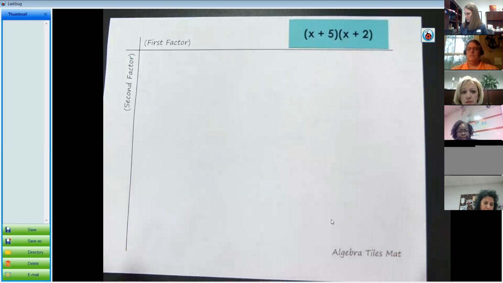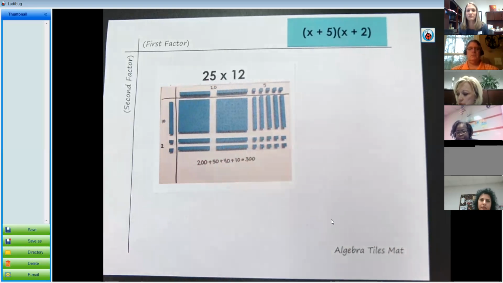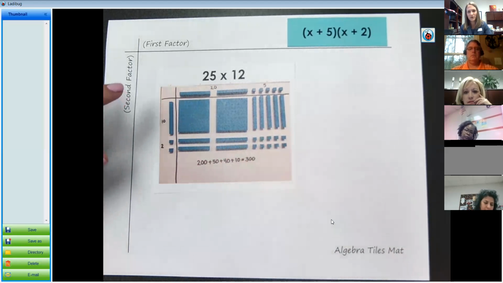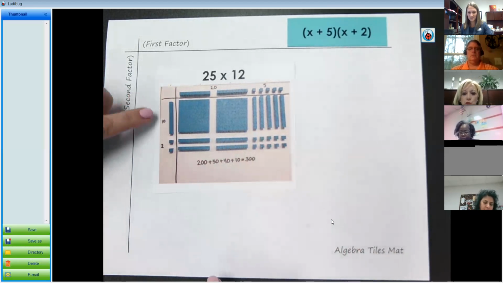so that they understand what we're doing. I'm going to share with you what it looks like in younger ages. This is what they do in 4th grade. If students are first learning how to multiply 25 times 12, they're going to break it apart. They would see this as 20 plus 5 for that 25, and then they would see it as 10 plus 2 for that 12.